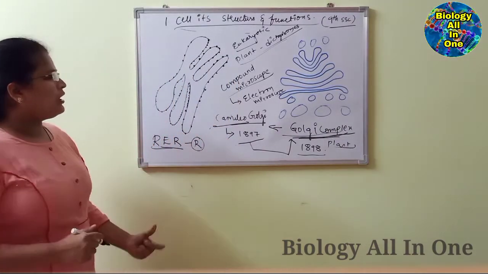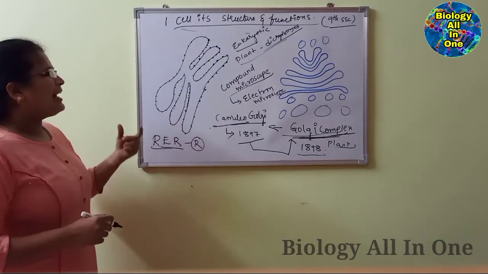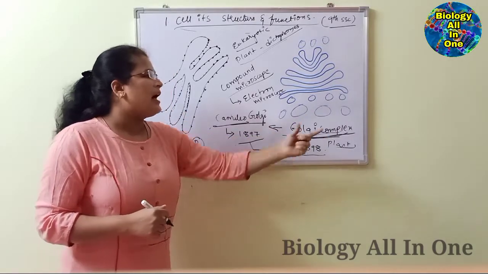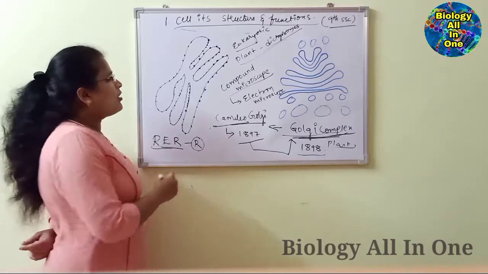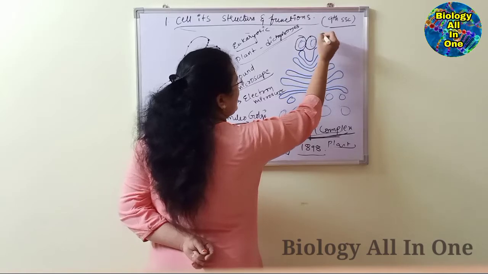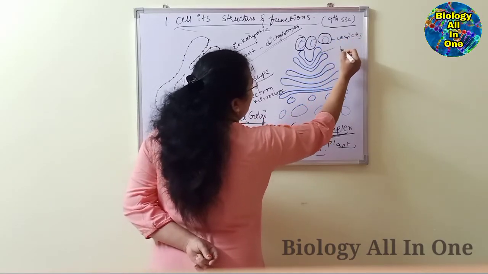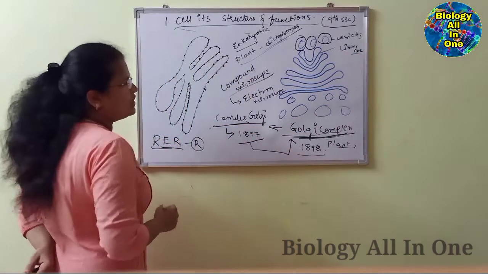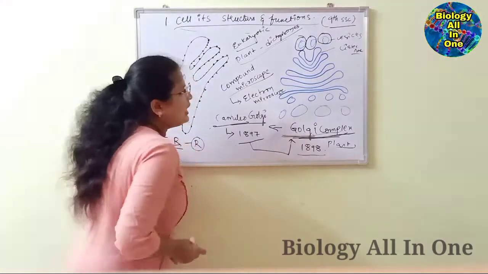Here, if you observe, why have I drawn the rough endoplasmic reticulum, and what is the interlink between the rough endoplasmic reticulum and the Golgi complex? These round-like structures are known as vesicles. The Golgi complex has cisternae present here. Then what is the interlink between the RER and the Golgi complex?